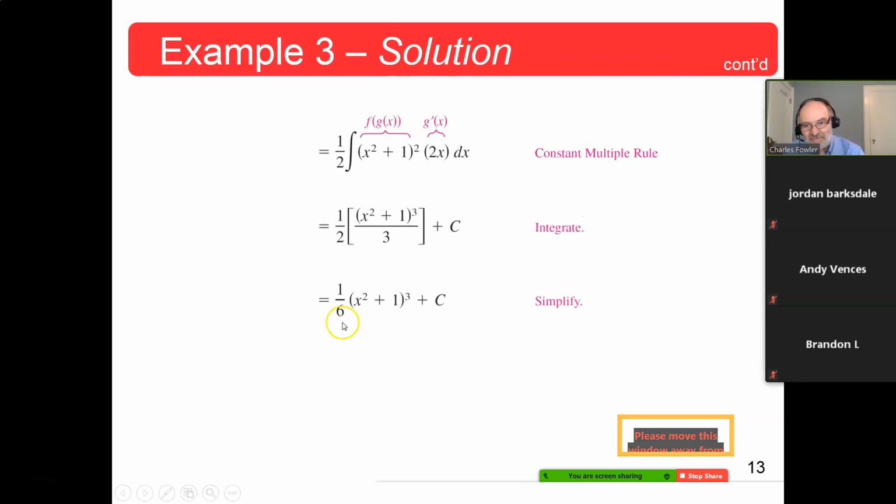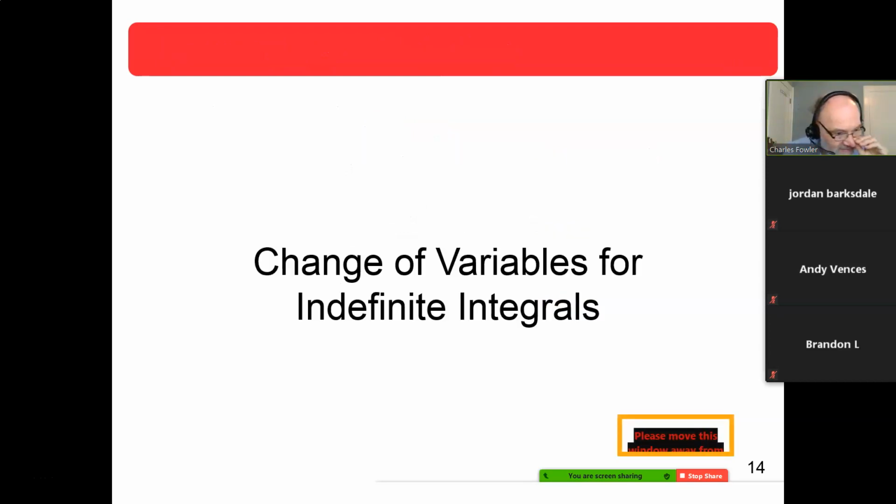There it is: 1/6 (x squared plus 1) cubed plus 3, plus c. I said 3, plus c. Any questions on that? Going too fast, or is that okay? All right, so there's example 3.